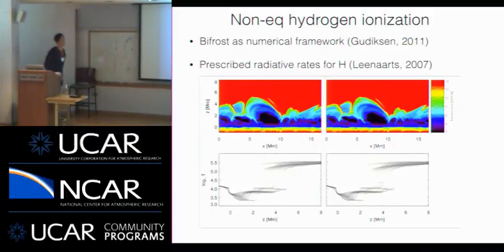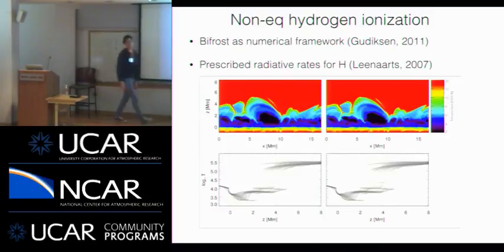And simplifications have been done for the hydrogen. Uitenbroek did in 2007. He prescribed the radiative rates for hydrogen and implemented it into an early version of the Bifrost code. So here I give a demonstration of what happens. The left column is a simulation where you have an equation of state in LTE, and the right column is the non-equilibrium hydrogen ionization case.